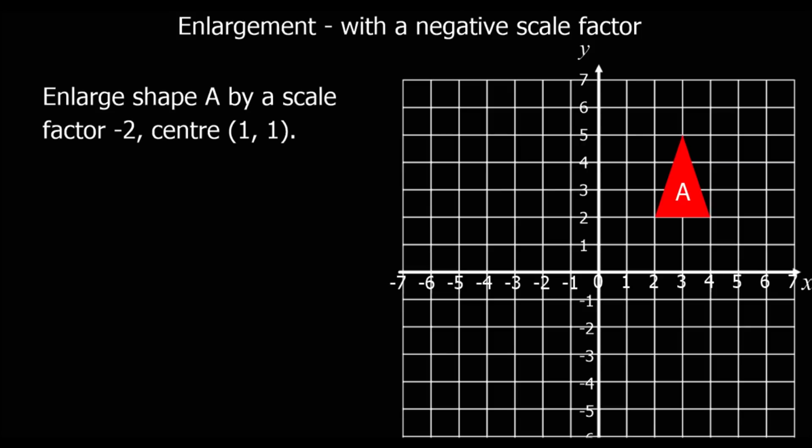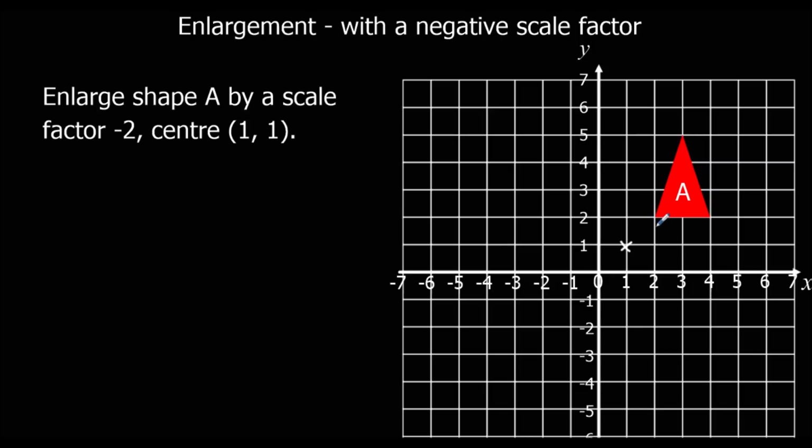In this video, we're looking at enlargement with a negative scale factor. So here we've got a question that says enlarge shape A, which is drawn on the grid, by a scale factor -2, center 1, 1. So the center of enlargement is at 1, 1. What we're going to do is look at how far we go from the center of enlargement to each of the corners on this triangle, so the corners of the triangle on the shape.